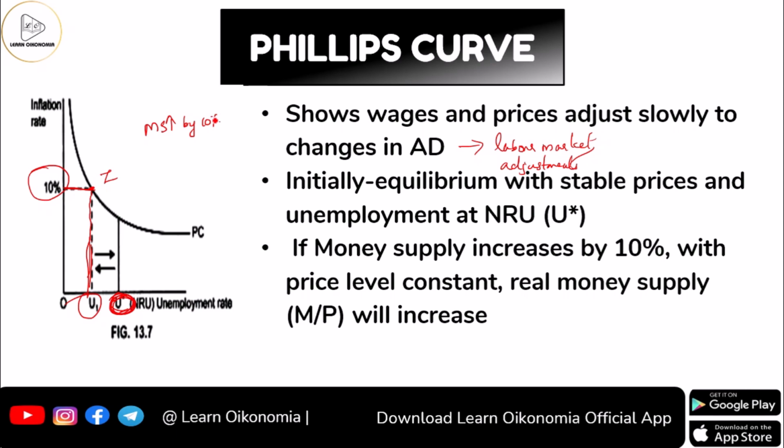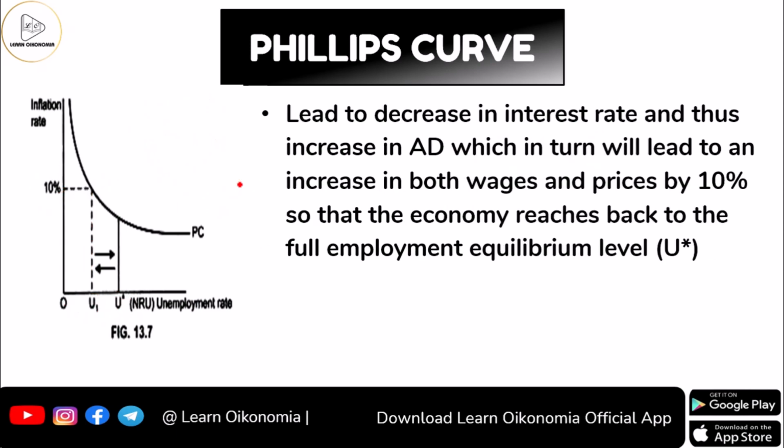If that happens, we are assuming that the price level is constant, so the price is assumed to be constant, and by considering these two things, we could see that M by P, that is the money supply by price, would be increasing in the economy. And whenever this happens, this leads to what is called a fall in the interest rate. And what is interest rate? Interest rate is the price of money, right?